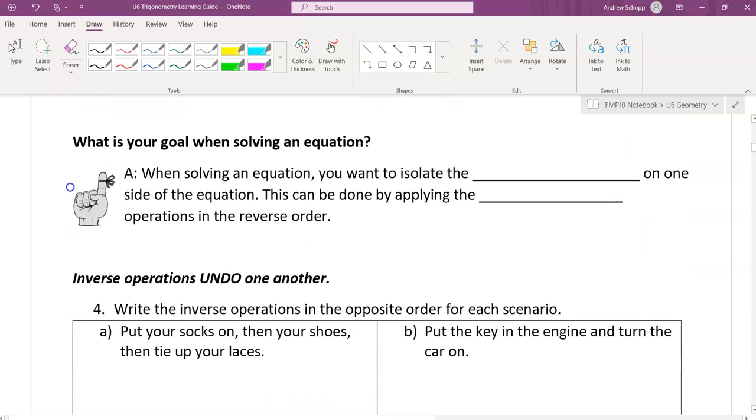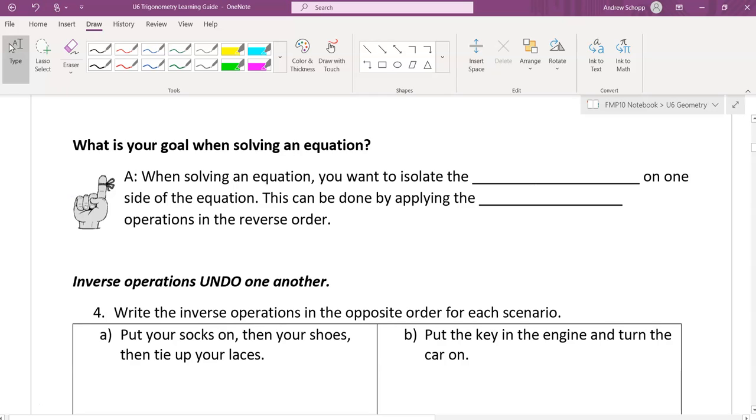So what's your goal when you're solving an equation? Well, when solving an equation, you want to first isolate the variable on one side of the equation, and this can be done by applying the inverse operations in the opposite order, or the reversed order. Now let's check out what that means and practice it a little bit.